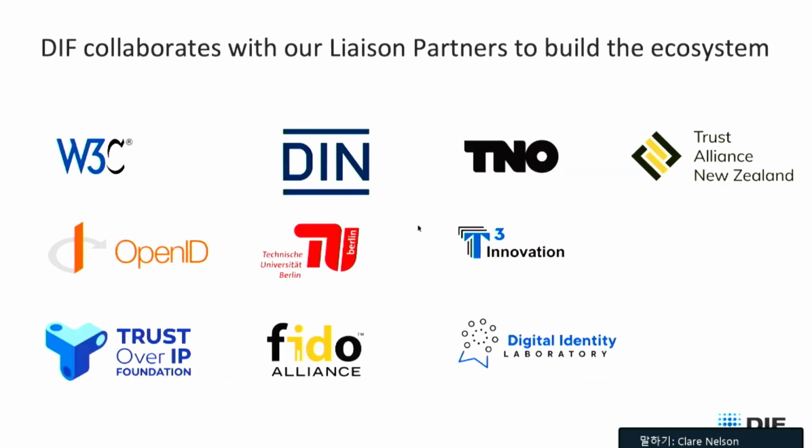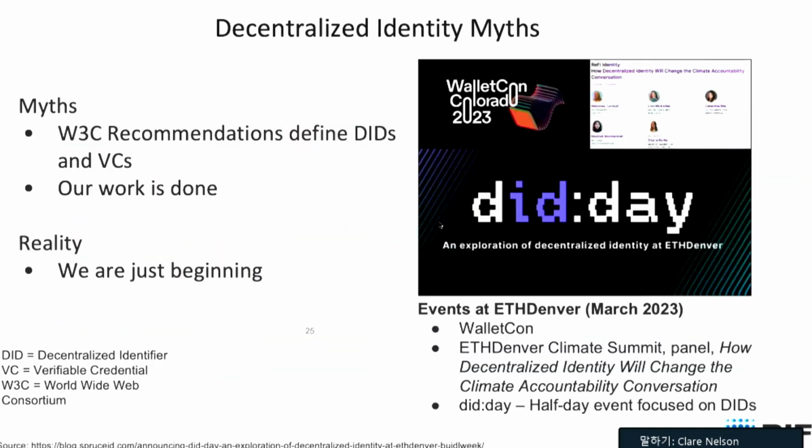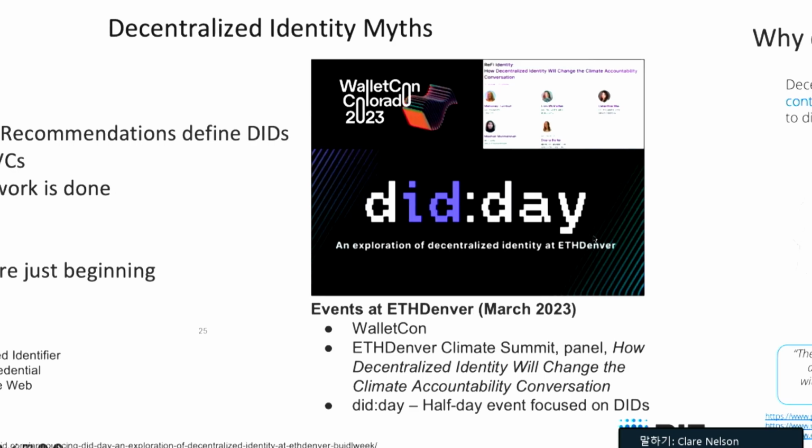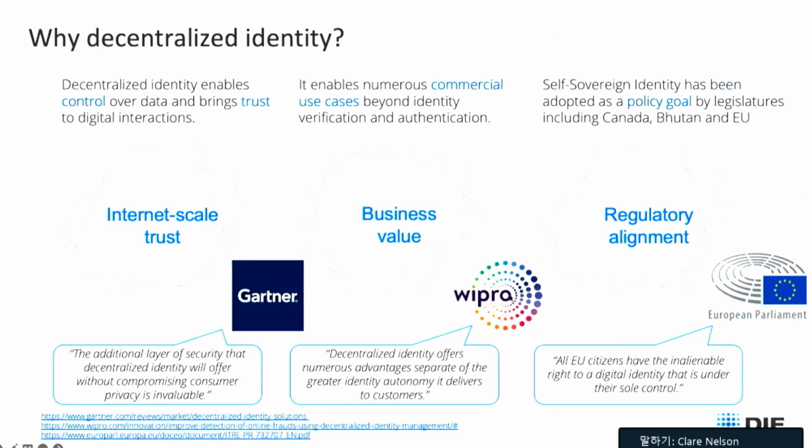The other backup slide shows more in our ecosystem. This is from DID Day. There was a conference in March just for DIDs. This was in Colorado. And then Gartner, Wipro, the EU Parliament, they're all talking about decentralized identity. It's a big deal now, reaching a point where the emerging technology is maturing.